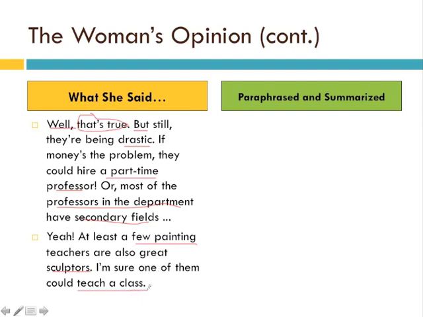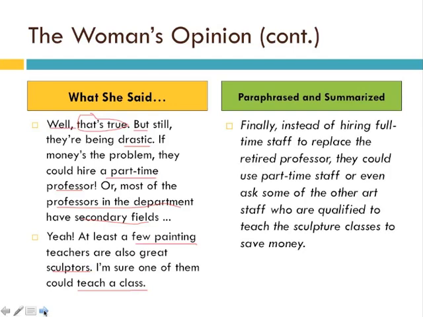Now, of course, we're talking about students here, so maybe there are some other issues that the school hasn't discussed, but we're really most interested in what her opinion is. So again, to paraphrase and summarize, notice how I put most of that information into one general paragraph. Finally, instead of hiring full-time staff to replace the retired professor, they could use part-time staff, or even ask some of the art staff who are qualified to teach the sculpture classes to save money.